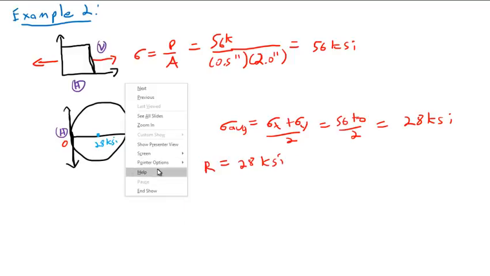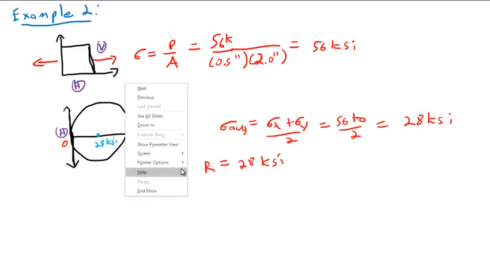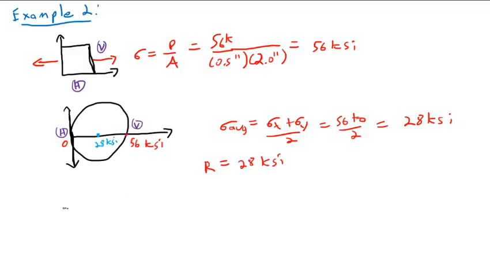Now, the max normal stress is 56 KSI. That's fine. Let's see. But what about here? So the max normal stress is 56 KSI. However, that's the maximum. However, what about the average?